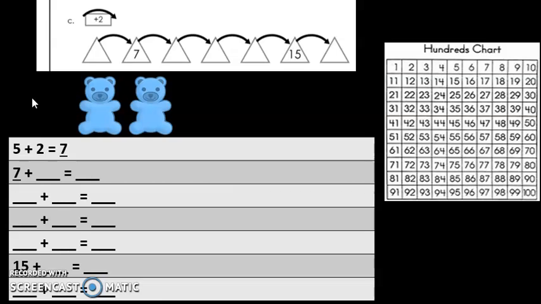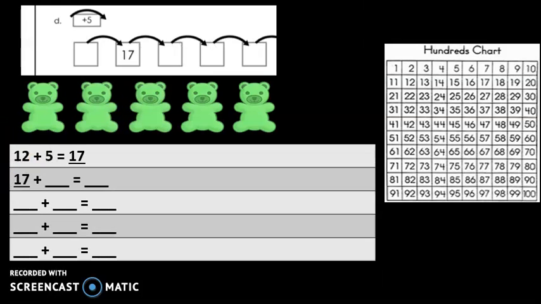Okay, first graders, if you're still working on this slide here, go ahead and pause it now so you stay on this slide here. Now, if you're almost finished, I'm going to move to the next slide.